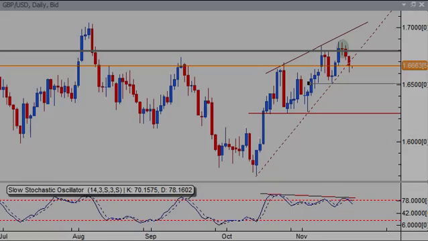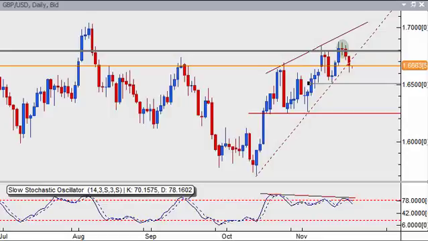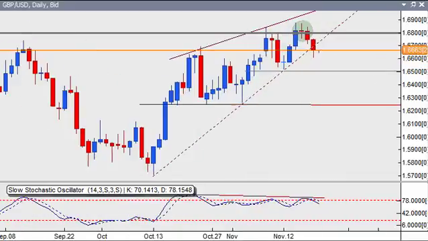So first, let's take a look at the pound-dollar pair. In the daily, we see a bearish candlestick combination to start the week, and after that we saw another bearish candlestick. This is showing bearish signals confirmed by the stochastic divergence. However, the market is still creating higher lows and higher highs, so we're not establishing any downtrend yet, although the bearish signals are appearing in the daily time frame.